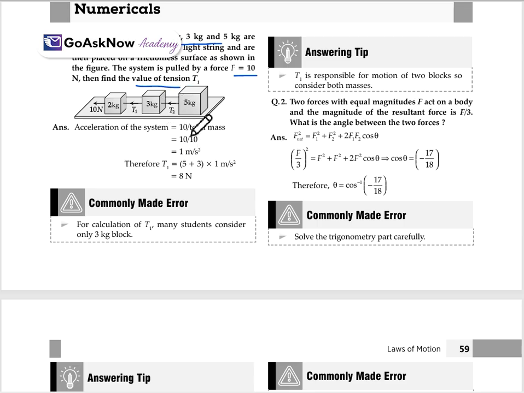Acceleration is 10 upon the total mass, so 10 by 10 means 1. Therefore T1 is equal to (5 plus 3) into 1. Then we get T1 is equal to 8 Newton.